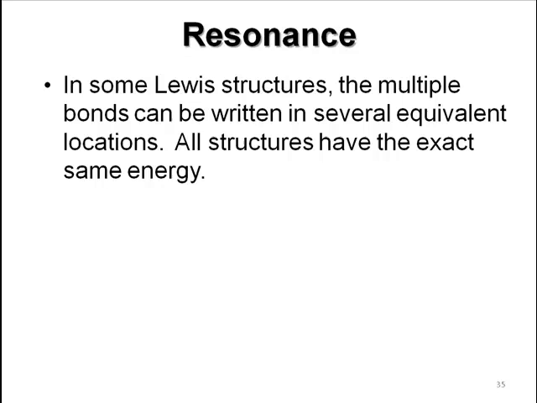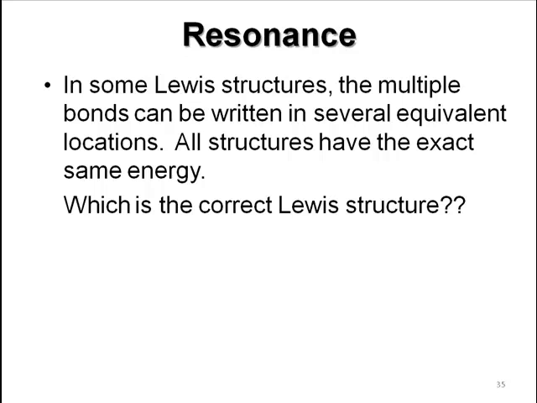Now, the cool thing about Lewis dot structures is that in some Lewis structures, the multiple bonds can be written in several equivalent locations. You can write them in multiple places. All structures have the same energy. So to try to explain this, G. N. Lewis's model applied what's called resonance to explain that they all have the same energy, and they all can look a little bit different but be the same molecule.